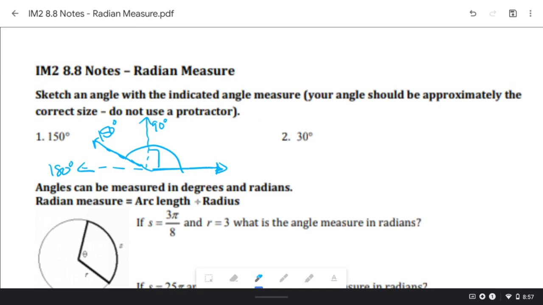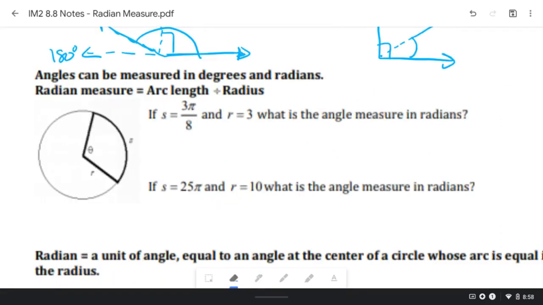All right, now if we look at 30 degrees, let's think about degrees that we're familiar with. So we're familiar with 90 degrees. And what would 30 be? 30 would be a third of that. So it'd be about here is my 30-degree angle.